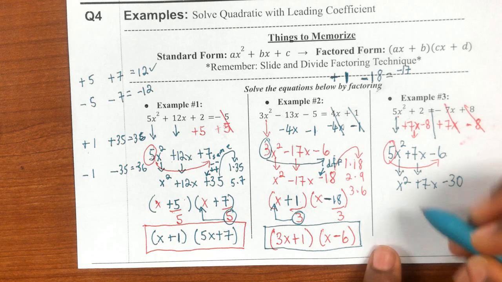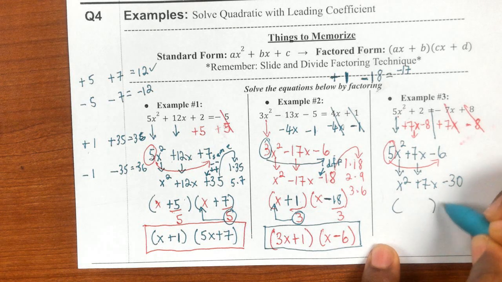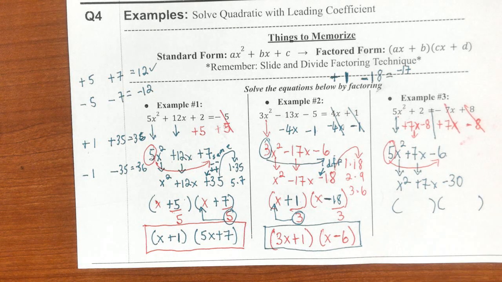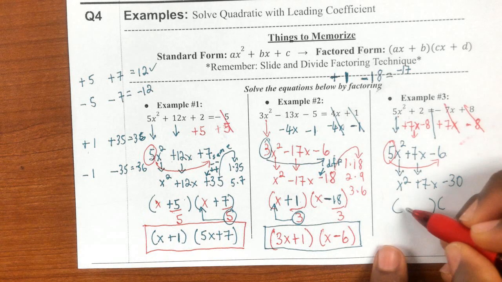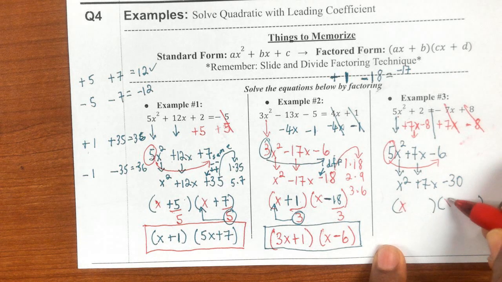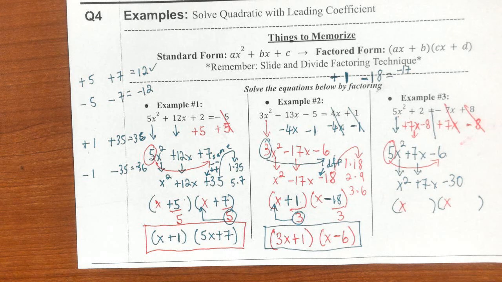Now you're going to write factored form, which is 2 pairs of parentheses. To get an x squared, you need an x and an x. Now you're going to find all the numbers that multiply together to give you 30, which is 1 and 30, 2 and 15, 3 and 10, 5 and 6. Those are all the pairs.